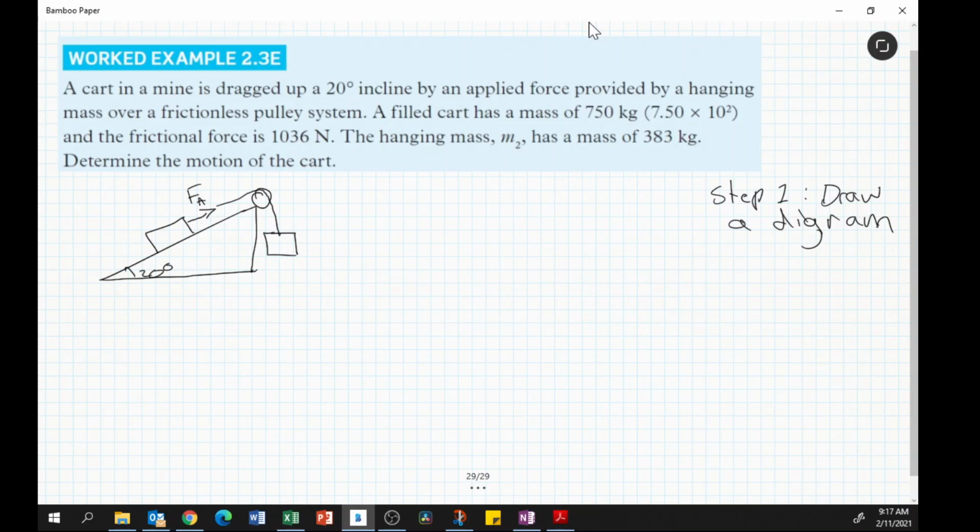What do you mean? It's frictionless. Yeah. No. It still changes the direction of the force. Yeah. It just has no effect on that force.